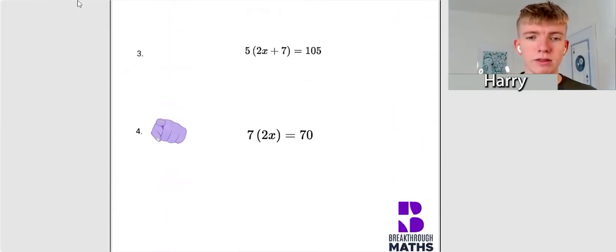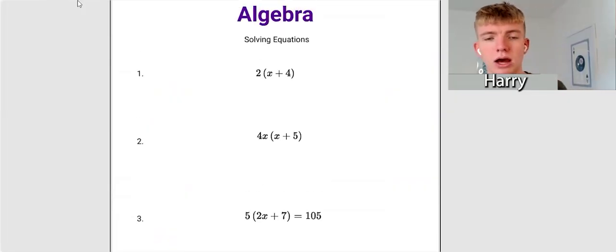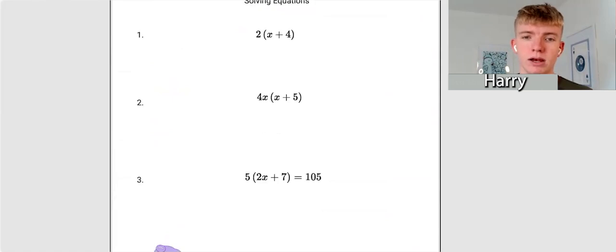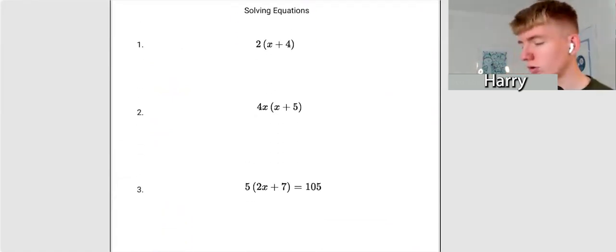Okay. And finally, this is our last page, guys. Don't worry too much. This is expanding brackets. And let's hope you guys have heard of this before. It does get a little bit tricky, but I guarantee you guys have got this in the bag.